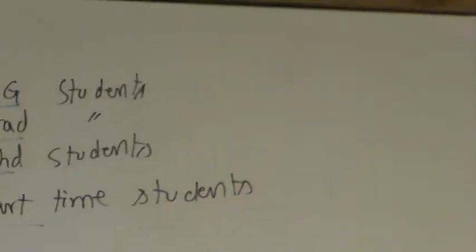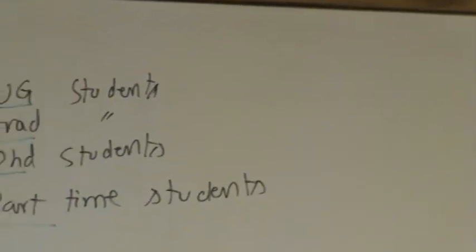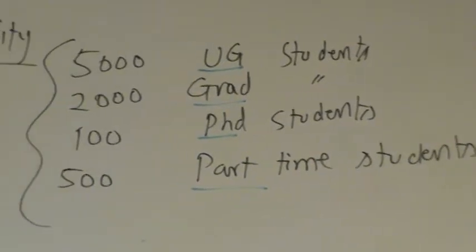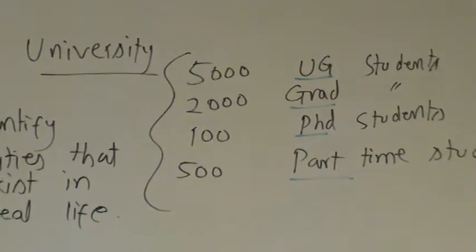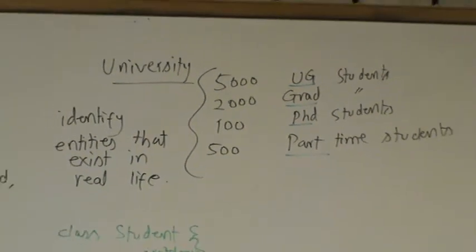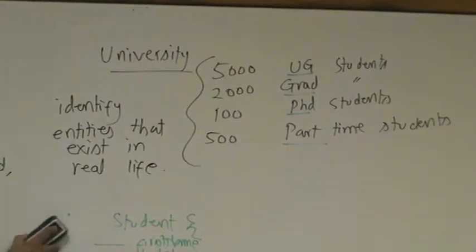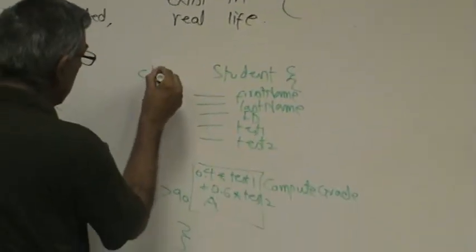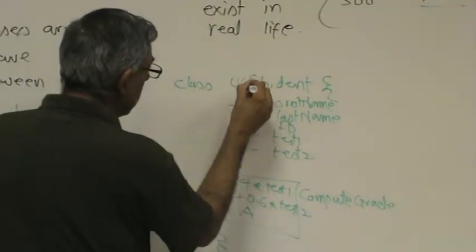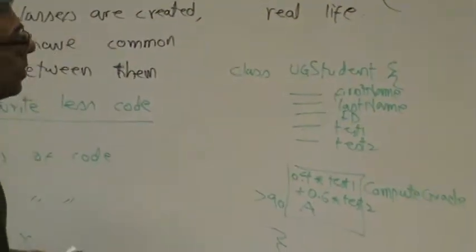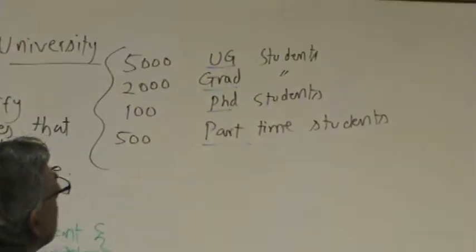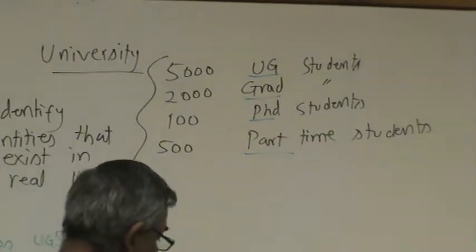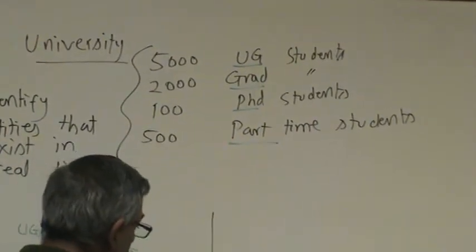So because we are creating a university application, after creating a student class, or let's call it undergraduate student rather than just a student. Okay, so let me change the name to undergraduate student, right? So now you start to create a grad student, okay? So let's start writing the code for grad student.